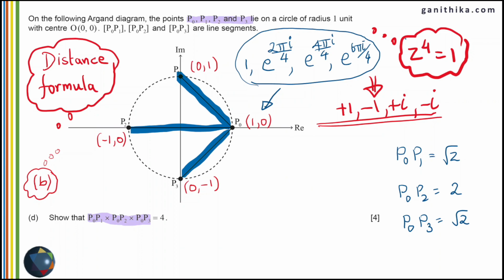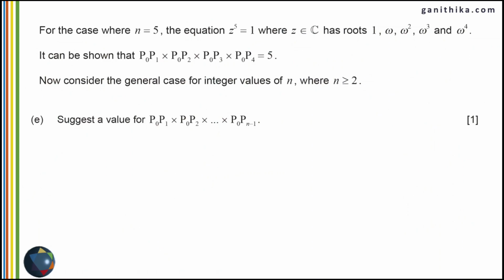Therefore, you can directly write that as 2. So multiplying all these values, you get the value of the product to be equal to 4, which is what we want. Proceeding further, in case of n equal to 5, we have the roots 1, omega, omega square, omega cube and omega power 4.